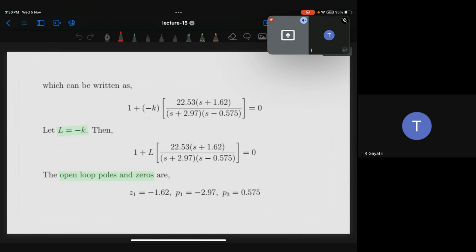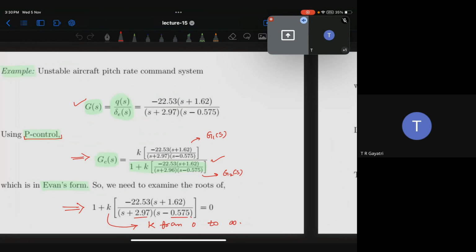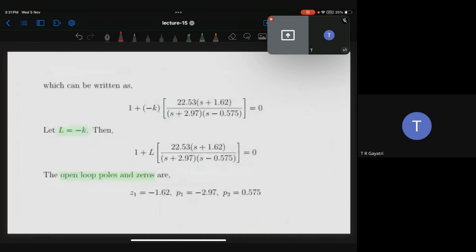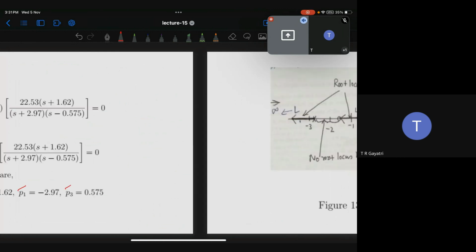Okay, so let's consider the open loop transfer function. What is the open loop transfer function? This one. We have one pole at minus 2.97, another at 0.575, and a zero at minus 1.62. Am I correct? Yes, sir. So these are the three values: Z1, P1, P2.